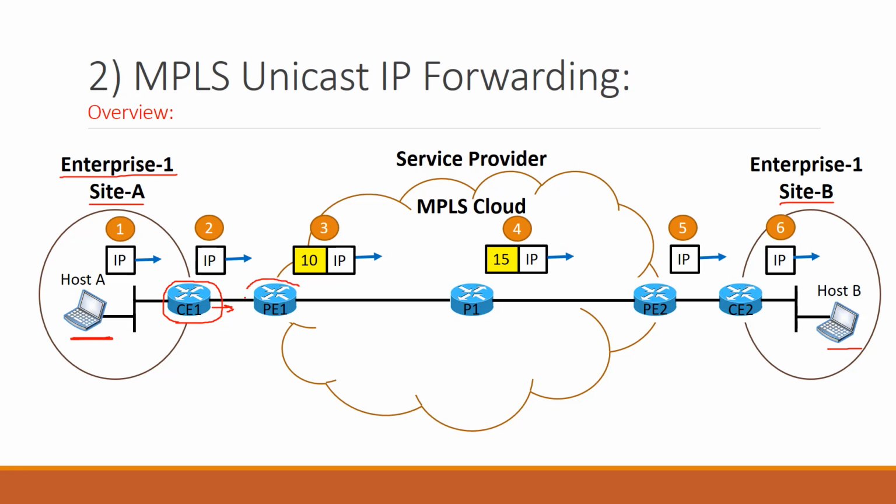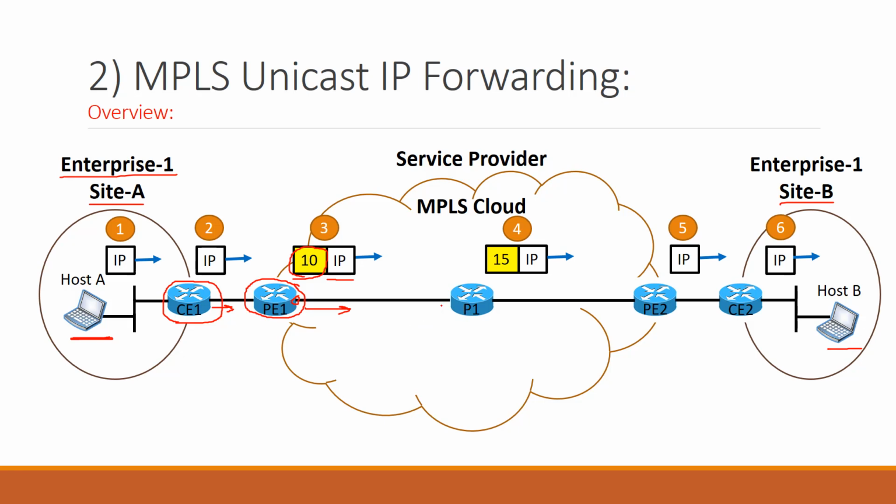Now PE1, the provider edge 1, received the IP packet unlabeled. Now the packet will enter the MPLS cloud. So PE1, without more details, because details will come next in this video, will decide that it should attach a label, number 10, to the IP packet and send the labeled packet out of this interface to provider 1.